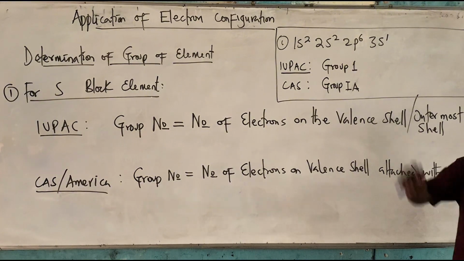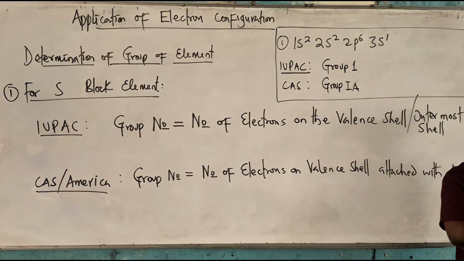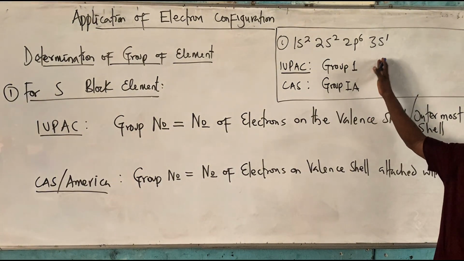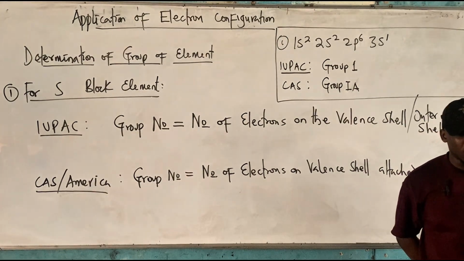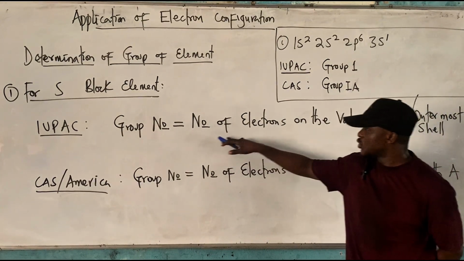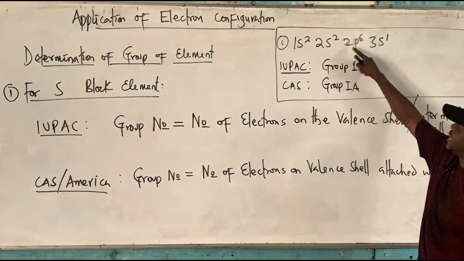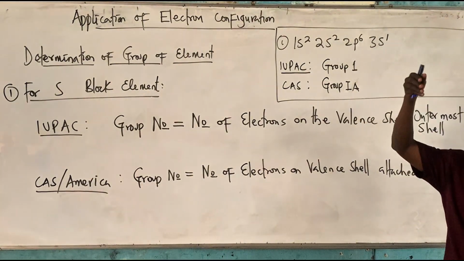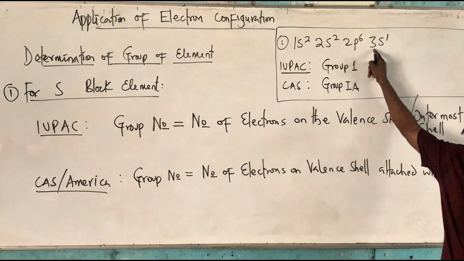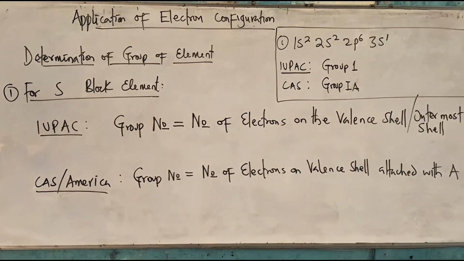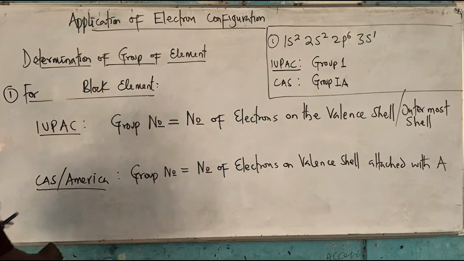So first of all, check if that guy is in S block. If it is in S block, there is a pattern for S block. Group number equals the number of electrons on the valence shell, the outermost shell. From this electronic configuration, which of this is the outermost shell? Shell of the highest energy level. All right. Let's look at P block.